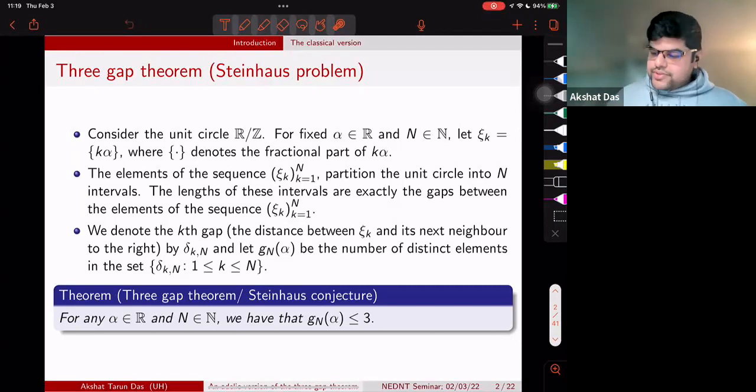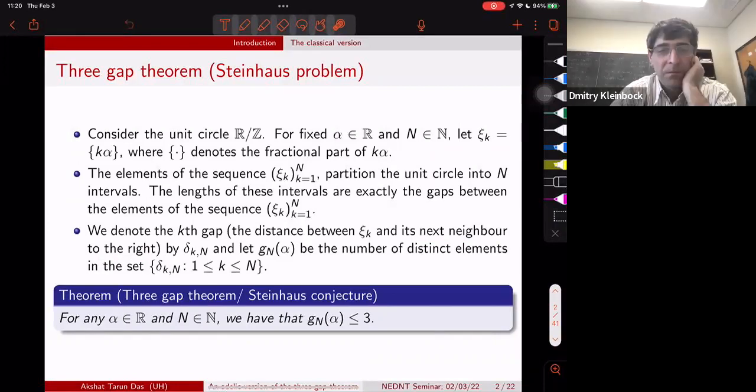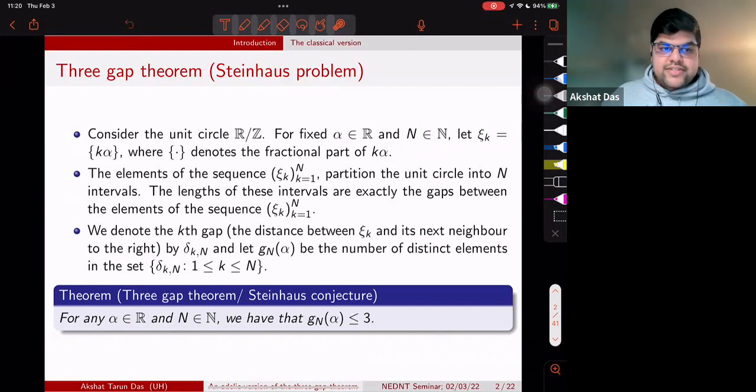So we use delta kn to denote the kth gap, which is going to be the distance of xi k from its nearest neighbor to the right. So this is important that we are looking for the nearest neighbor to the right of xi k for this particular gap length. And then the classical version of the three-gap theorem states that for any choice of alpha and natural number capital N, the upper bound for the little g and alpha function, which is going to count the number of distinct values that we have for these gap lengths, is equal to 3.